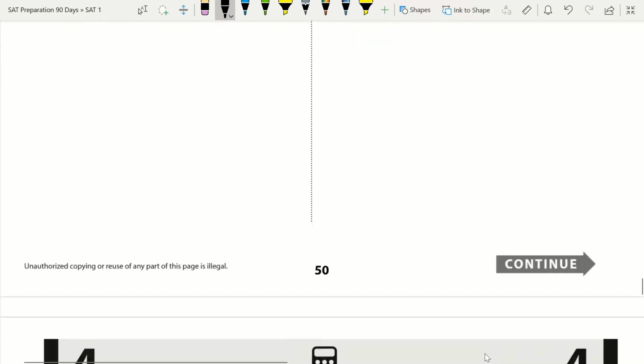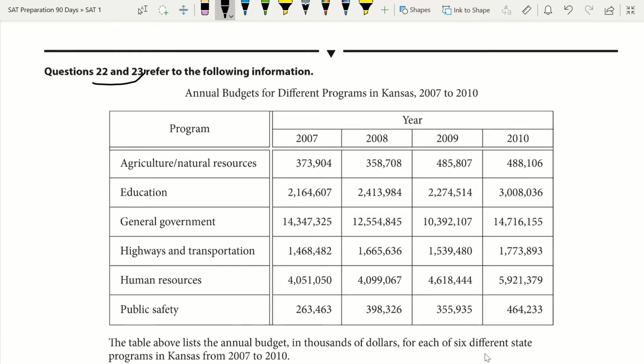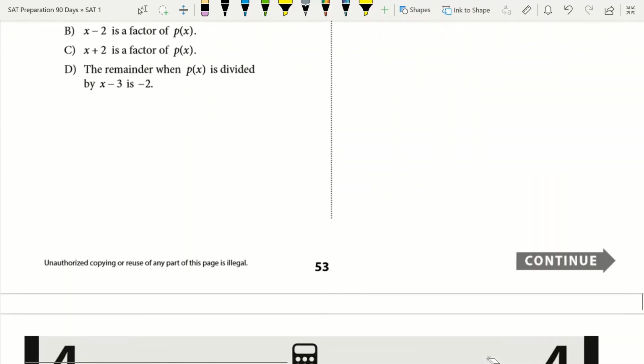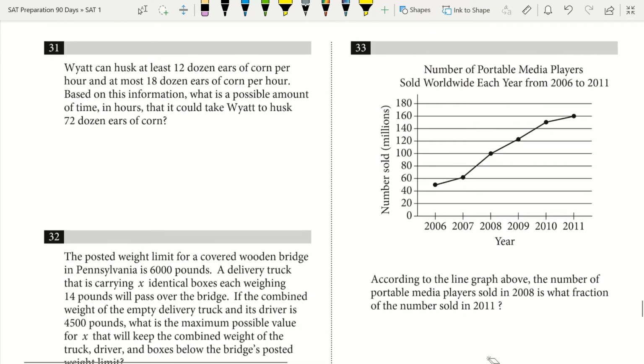All right, now we've got question 22. Keep in mind, since it's a paired question, normally I would wait until answering 22 to jump down to questions 31 through 35, but if it's paired with 23, then I'm just going to go ahead and jump down like this.